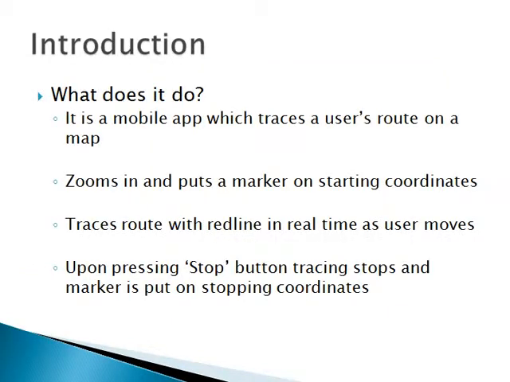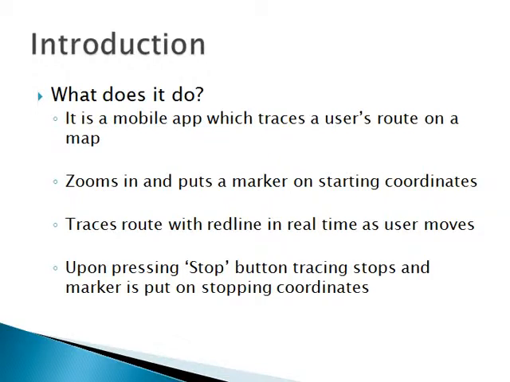So what exactly is the Tracing app? The Tracing app is a native Android mobile app which will trace a user's route on a map. Upon starting the app, a map will appear and immediately zoom into the user's starting coordinates and insert a marker.